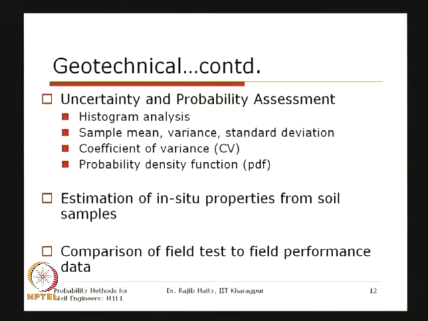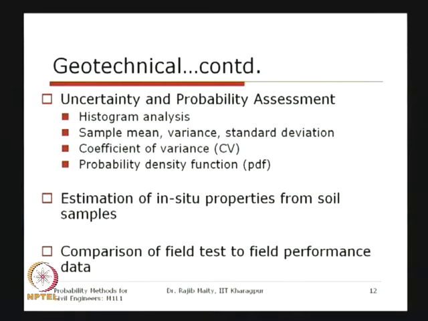Then comparison of the field test and the field performance data. First we go for some testing, and then we check the performance. We can again estimate some kind of distribution of these two things and compare how close they are. If we want to check whether some particular statistical parameter is the same or not, or whether something is more than another, then we can go for some kind of hypothesis testing to compare the field test and the field performance data.